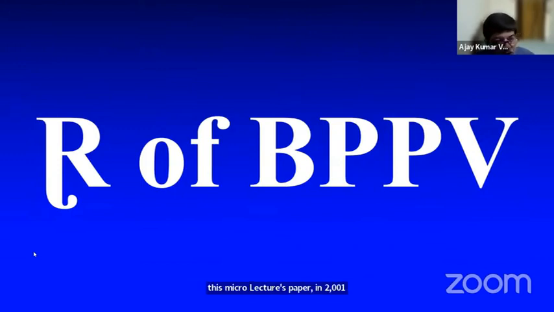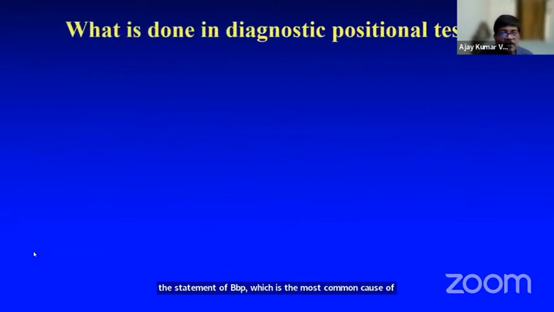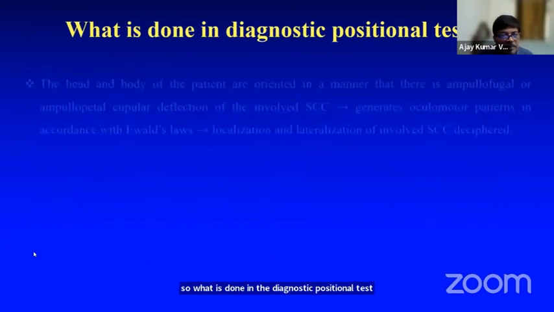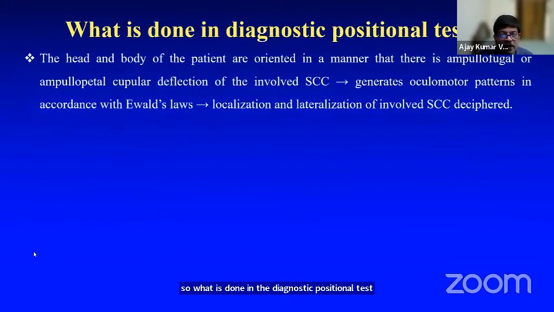So the final part, which is the major part of my talk, is treatment of BPPV, which is the most common cause of vertigo as narrated by Professor Shekhar. So what is done in the diagnostic positional test during the management? The head and body of the patient are oriented in a manner that there is an ampullofugal or ampullopetal cupular deflection of the involved semicircular canal, and this generates the oculomotor patterns in accordance with Ewald's law, and that is important for the localization and lateralization of the involved canal. Without that, it is not possible to treat the BPPV with maneuvers.